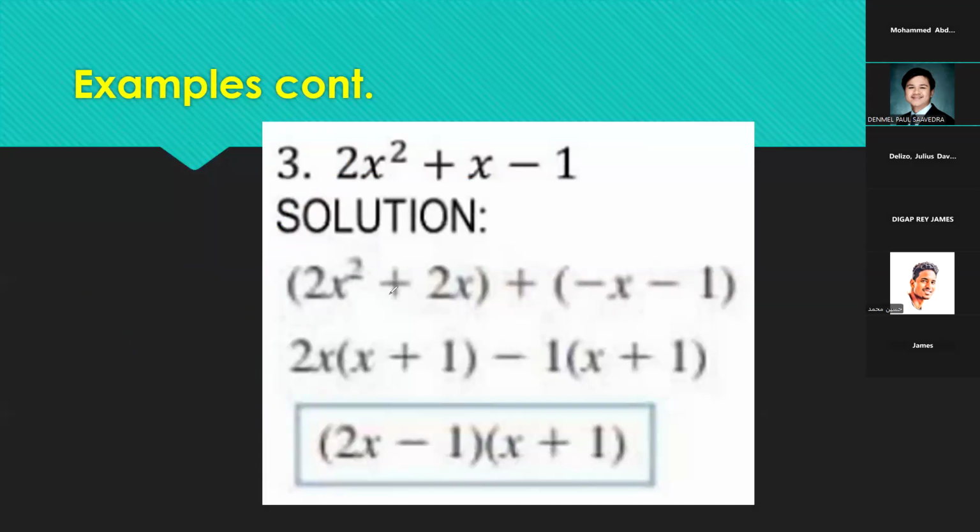Okay. So we now have 2x squared plus 2x plus minus x minus 1. So this is just the same with this one, if you will add these two. Anyway, let's go back here. As you can see, we can factor out the 2x for the first expression, this one right here. That is why we now have 2x times x plus 1. The second one, we can actually factor out the negative sign, giving us negative 1 times x plus 1.